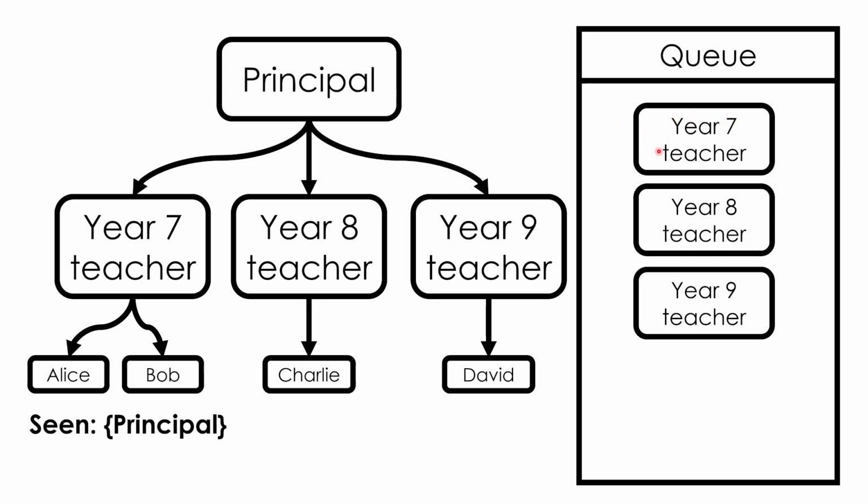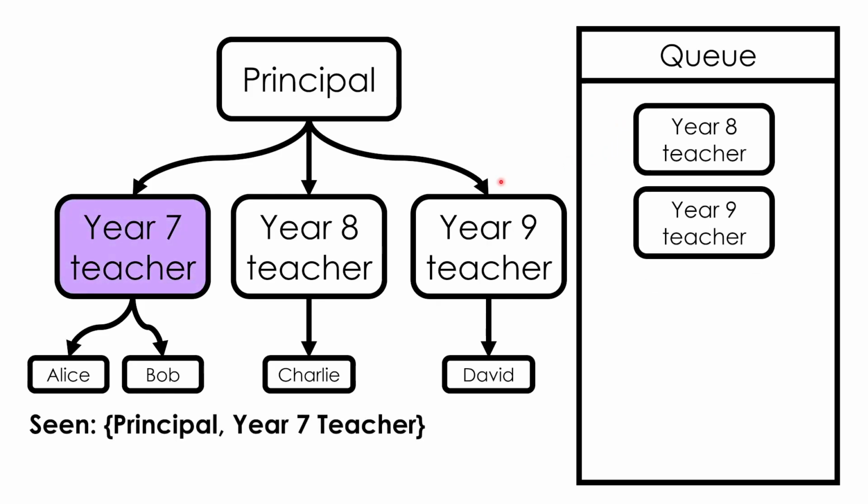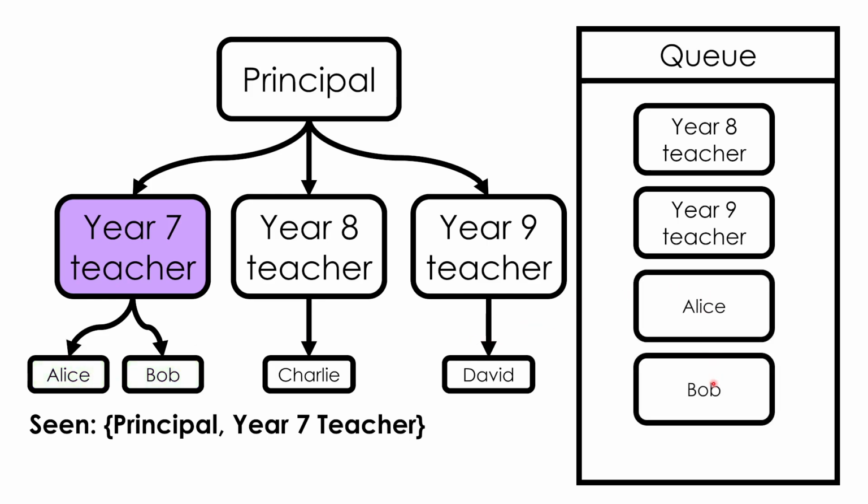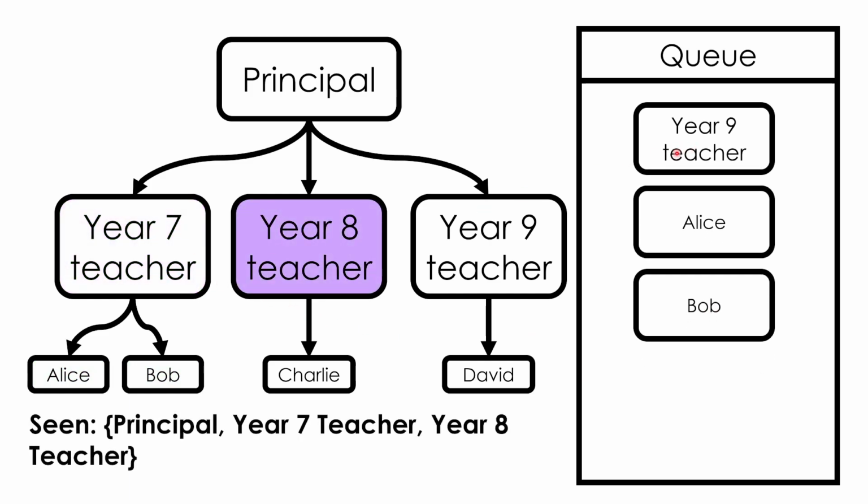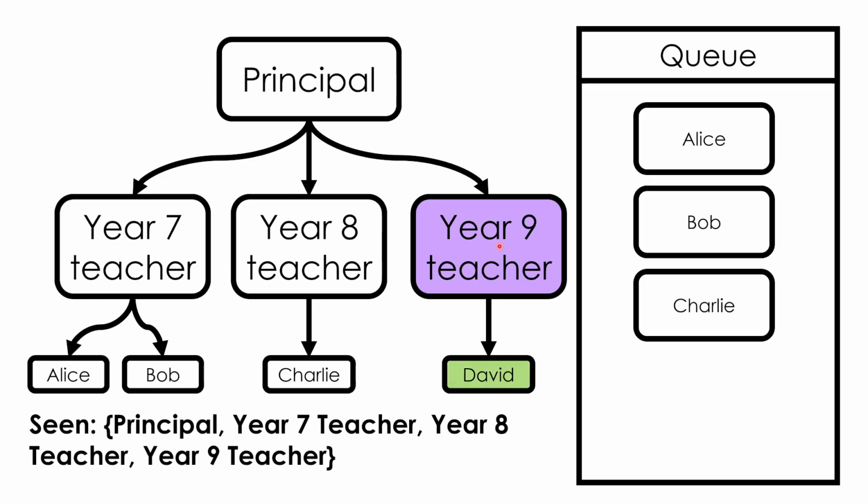The next thing on my list is Year 7 teacher, so I will pop the first thing off my queue and we'll process that. To process it, I add it to the set of things that we've seen. We look at the children being Alice and Bob. We loop through the children, and for each child, we will push it onto the queue. Okay, we're done with Year 7 teacher. We can do the same thing for Year 8 teacher, add it to the set of things we've seen, go through the children one at a time, there's only one, push it onto the end of the list, the end of the queue, and we can do the same for the Year 9 teacher.